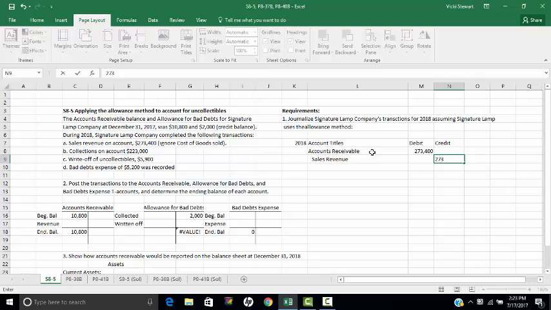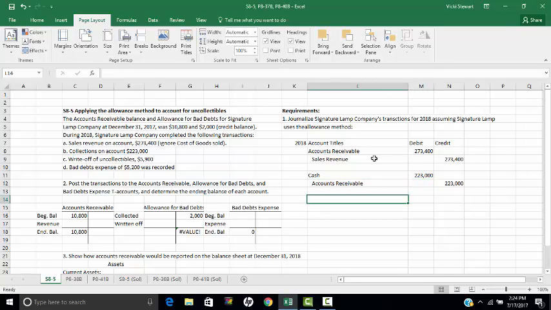for the same amount. Our next entry says that we collected on account $223,000, so we would have debited cash and we would credit accounts receivable for $223,000. C states that we wrote off uncollectibles of $5,900. So when we write off an uncollectible account, we would debit the allowance for bad debts for $5,900 and we would credit accounts receivable for that amount.